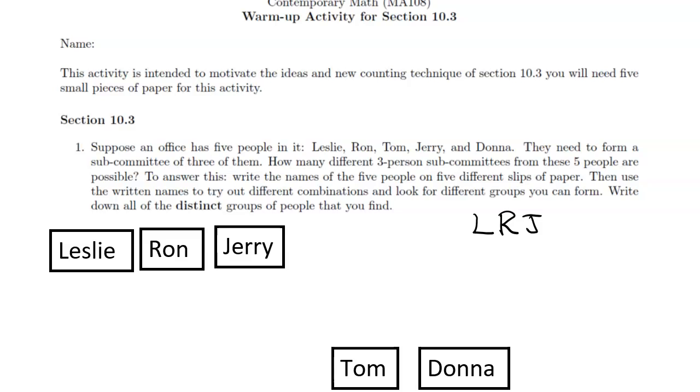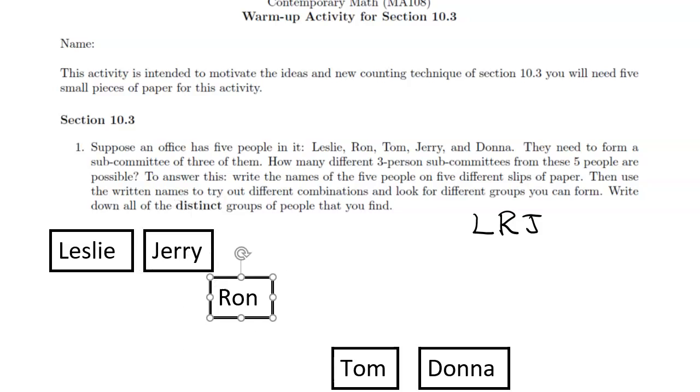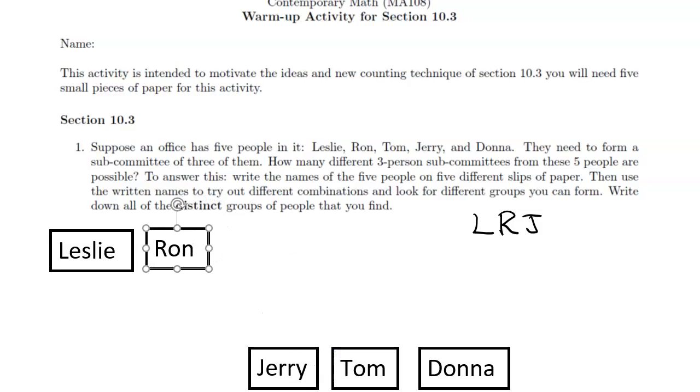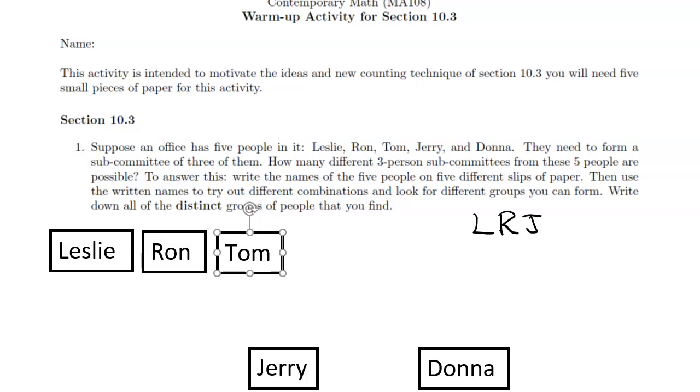Now, I want us to notice something important about this one, it says that we only want distinct groups. So having something like Leslie and then Jerry and then Ron really isn't a new group. It's just the same group of people. So that one's not actually going to be different. So let's say that we keep Leslie and Ron and see who else we could add to this group to add a 3rd person. Well, we could instead have had Tom in the group. So we could instead have Leslie and Ron and Tom.